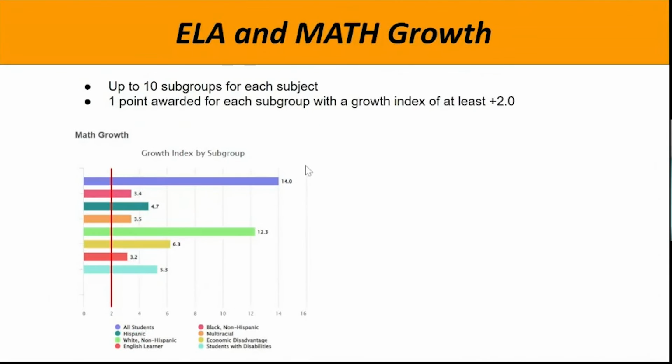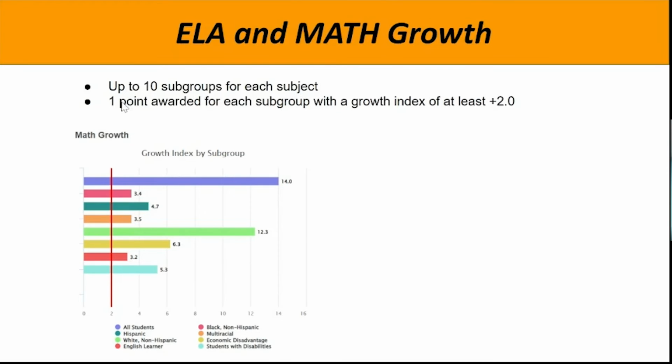Okay. So the next thing that we'll talk about is growth. And this is the one that was very, very challenging. So we talked about progress last time. This is set up very similar to achievement as far as there's 10 subgroups for each math and ELA.